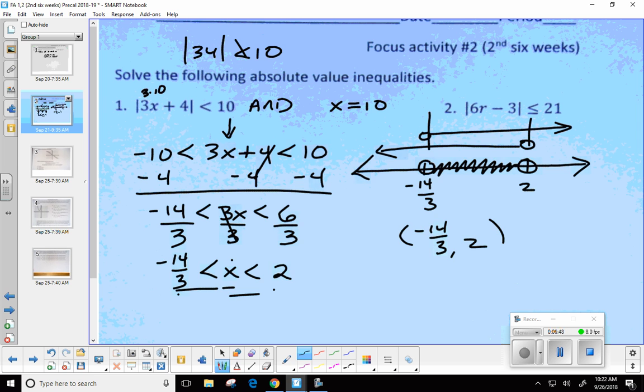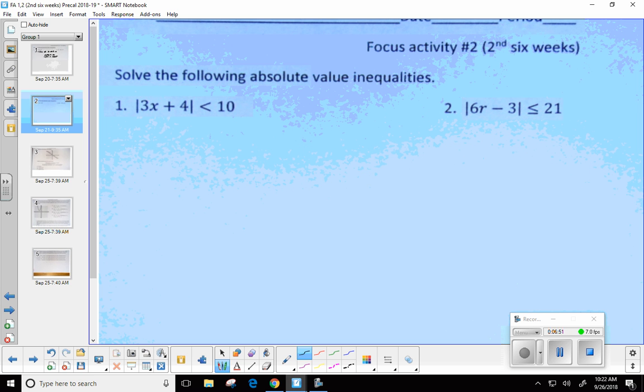Well, now that we have that, let's take a look at number 2. So more is or, less is nest. This is a less than inequality. So I'm going to say 6r minus 3 is less than or equal to 21, but is greater than or equal to -21. Less is nest. Okay, that's what Ms. Stone was referring to last week.